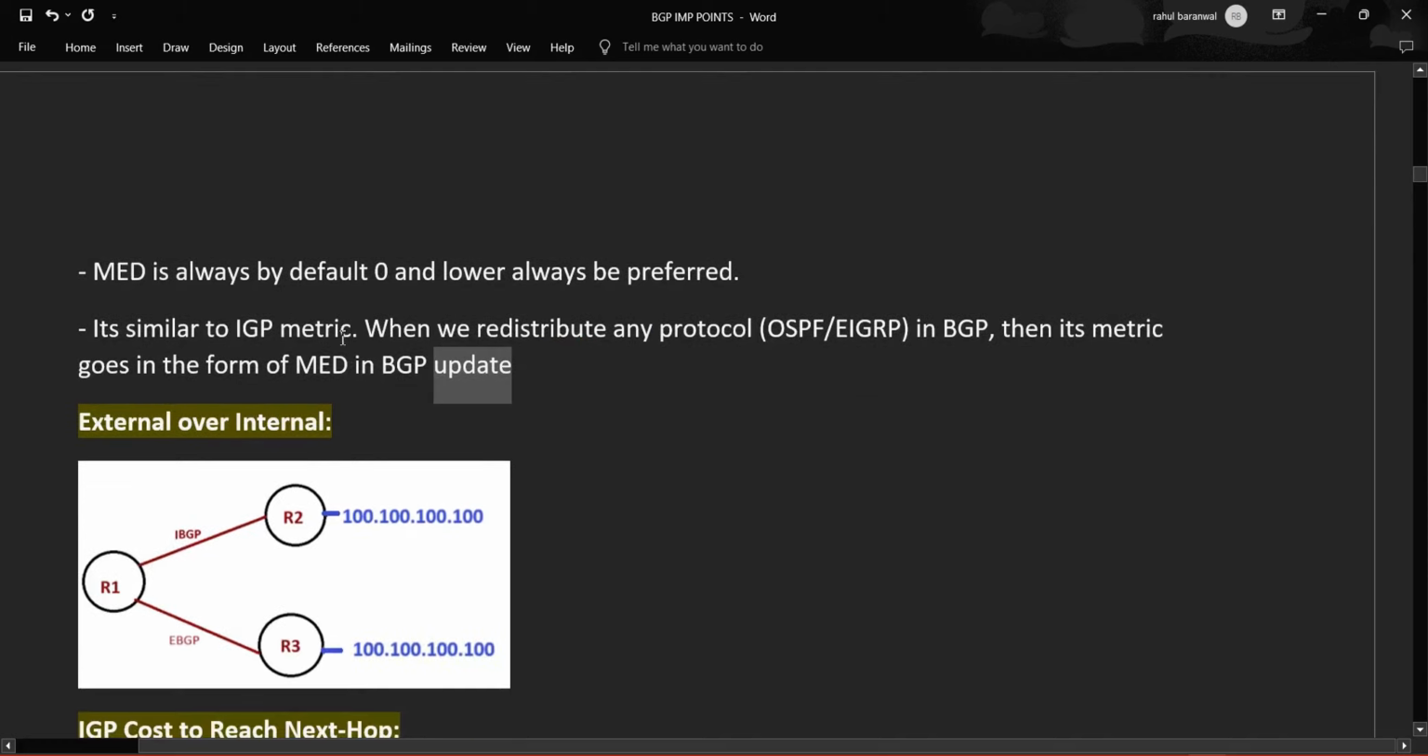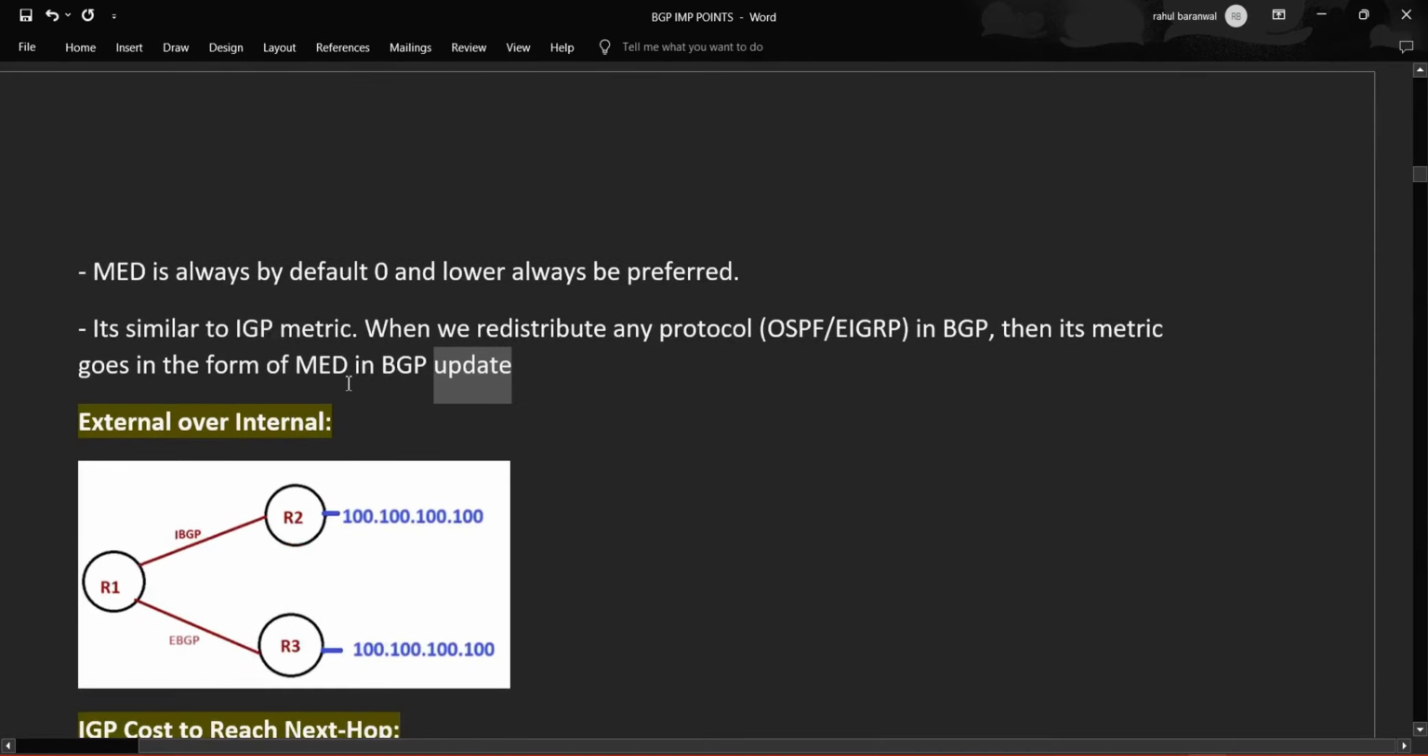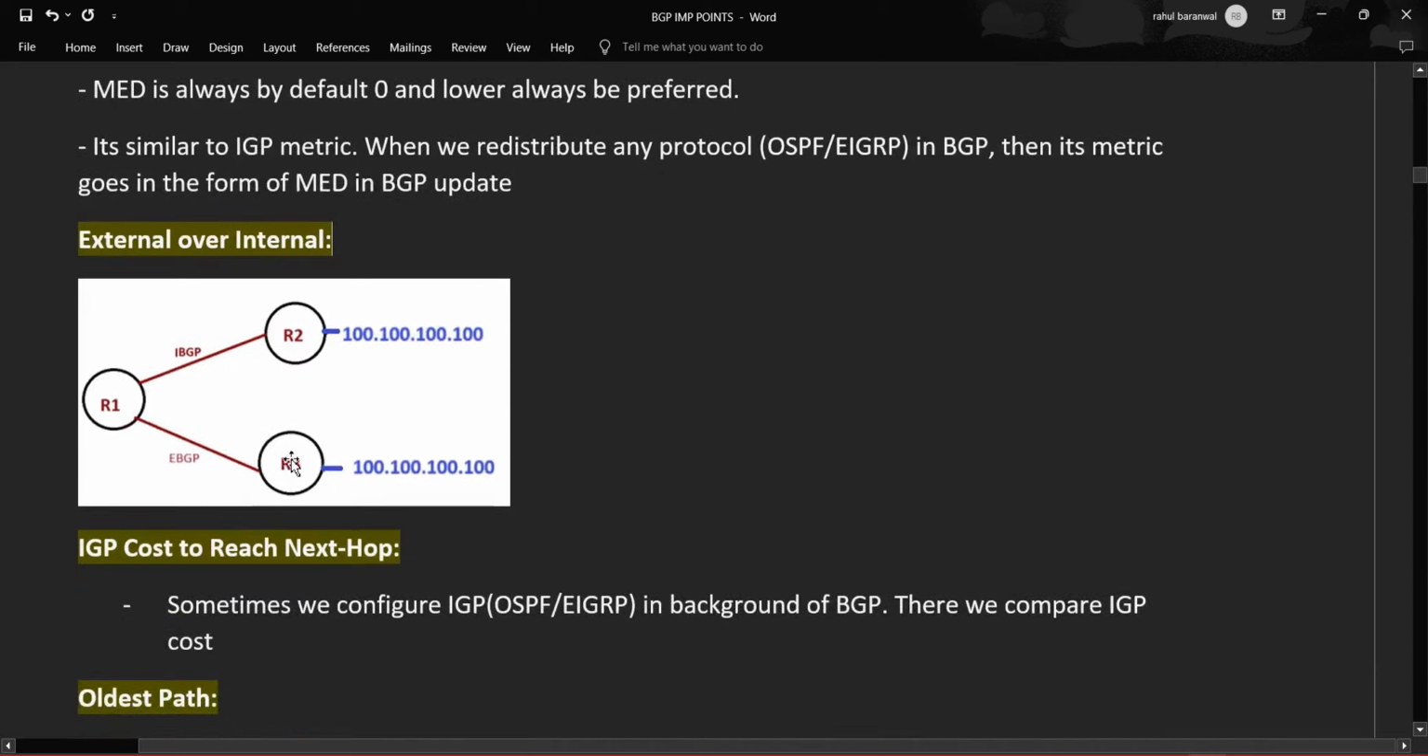Okay, now suppose it's not able to decide which path will be best, then we will move on to another path selection criteria, that is external over internal. Now suppose we have this scenario R1, R2 and R3, and between R1 and R2 we have IBGP neighborship, and between R1 and R3 we have EBGP neighborship, and we are receiving the same prefixes from R2 and R3 both. Then as per the path selection criteria, external over internal, that means EBGP will be preferred over IBGP. So the R3 path will be preferred over R2.